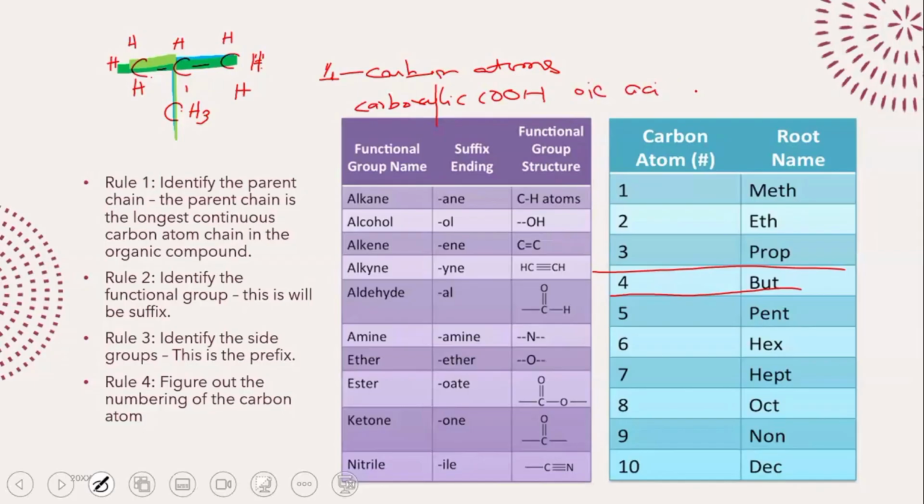So step number 1, identify the longest continuous carbon atom chain. Step number 2, identify the functional group. Step number 3, identify any side groups that might be present. Any side groups. Do you have, for example, a methyl group present on the side, right?